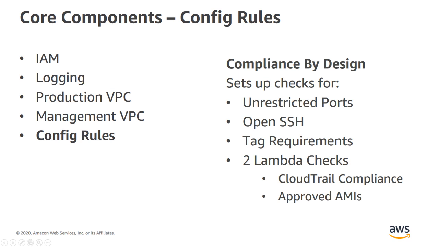And so there's a number of AWS Config checks that get set up as well for alerting you when instances are launched with unrestricted ports, or people are launching instances with open SSH. It also has a check to make sure that people don't turn off CloudTrail. Things to that effect all come baked into these config rules. And you'll see us turn on Config here shortly.